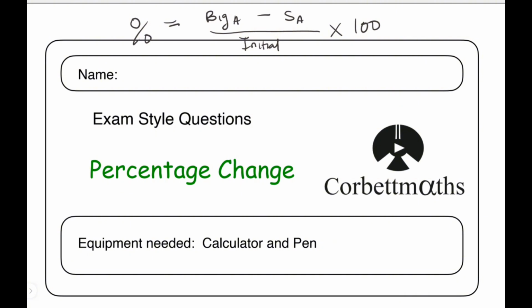So what do I mean by this? Always when you are asked to calculate percentage change, you must have the bigger amount and the smaller amount. But the initial could be the bigger amount or the smaller amount, whichever one is the initial. So you have to watch out for the words from something to something. The "from" tells you this is the initial, and "to" tells you this is the final amount. I hope that makes sense. So let's go.